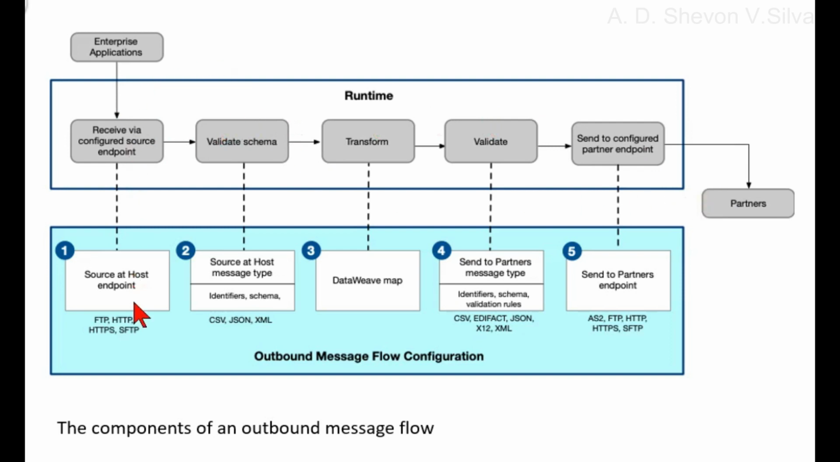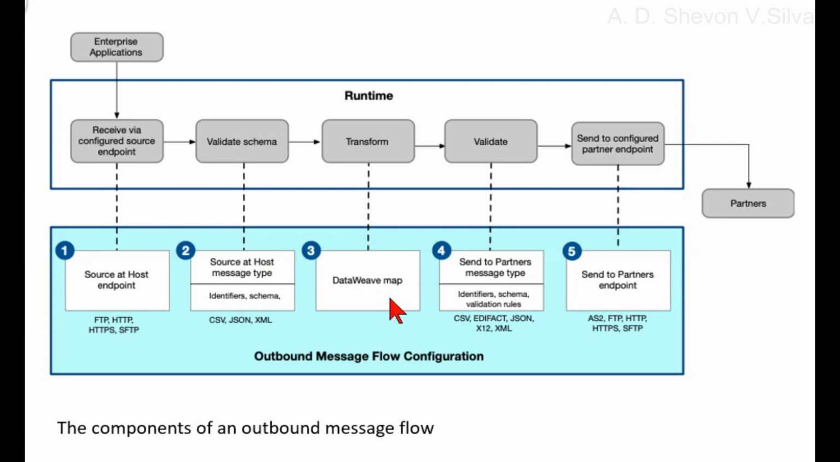One, the receiving endpoint, where the host receives the transmission from the backend: FTP, HTTP, HTTPS, SFTP. Two, source message type, the message type of the message received from the backend: CSV, JSON, XML. And three, transform data view map, used to transform JSON or XML format to EDIFACT or X12 map.